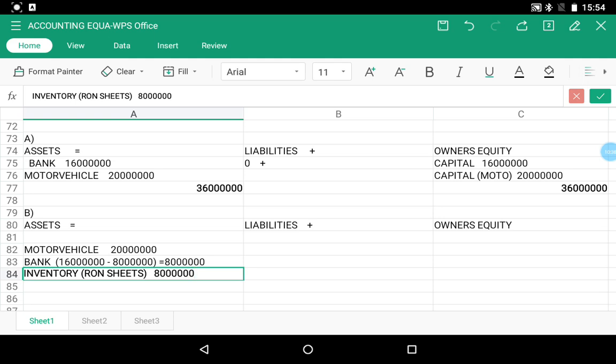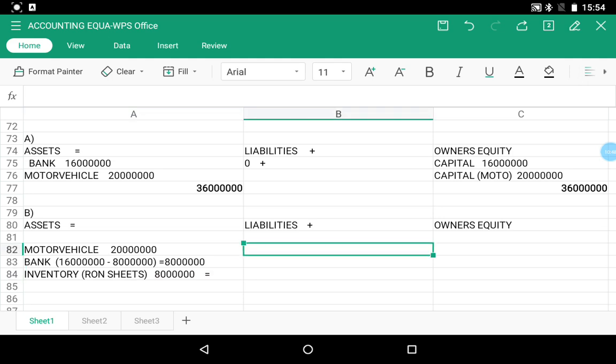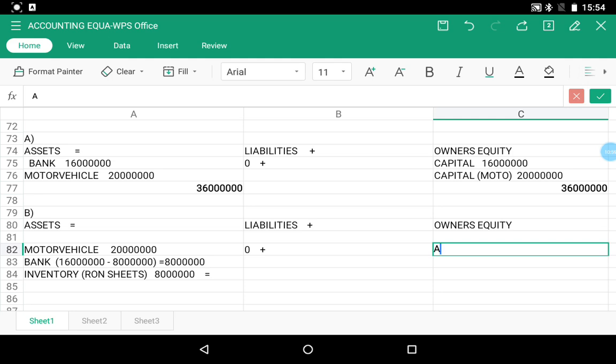So when you check, we don't have any other transaction. That means we shall have equals. We have said our total assets is equal to liabilities. Do we have any liabilities? No, so we are going to put 0. We add owner's equity. Do we have? Yes, we have our capital. But we have said our capital we have 2.